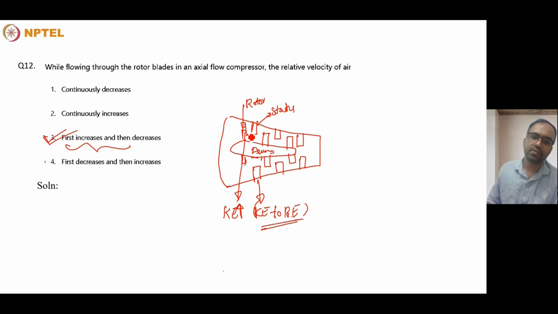Absolute velocity increases as it goes through the rotor blades. Initially, the absolute velocity increases as it goes through the rotor blades, but the rotor will impart work onto the air, and because of that, there will be a bit of diffusion and increase in pressure, resulting in a slightly decreased relative velocity at the end of the rotor. So the answer is first increases and then decreases.